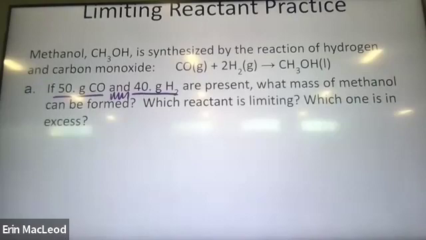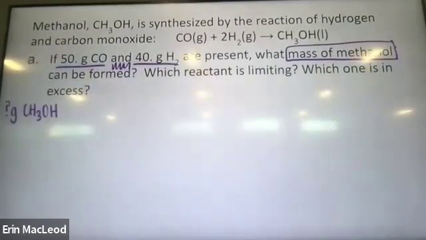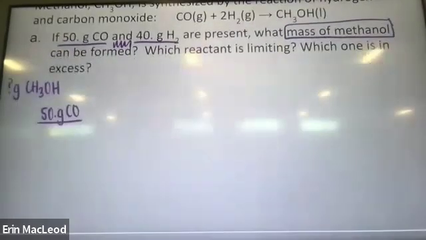All right. It says what mass of methanol can be formed. So we are still looking for grams of methanol. This is how it's different. Instead of just doing one conversion, guess how many you get to do? 2. All right. So we're going to do one conversion where I start with my 50 grams of CO. And then we're going to do a second conversion where I start with my 40 grams of hydrogen. Okay. We're going to do them both.